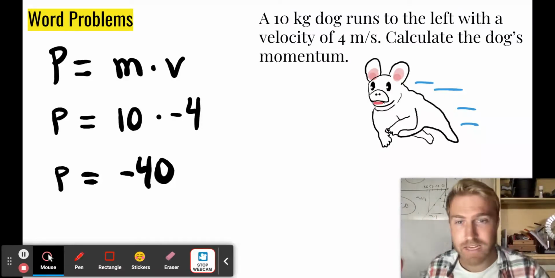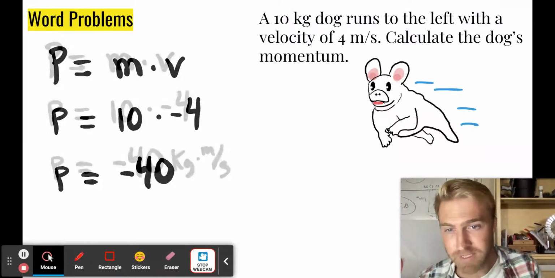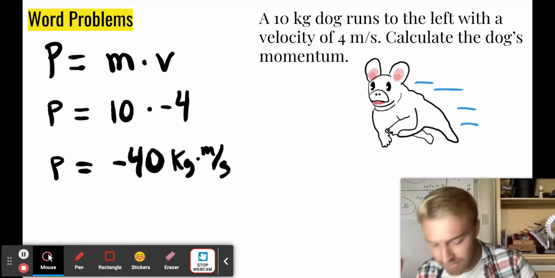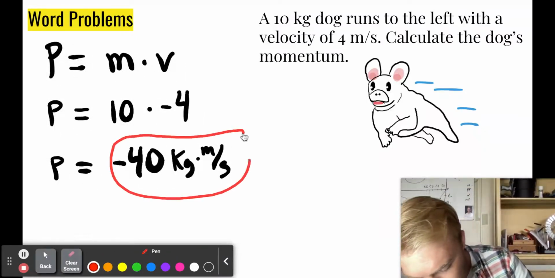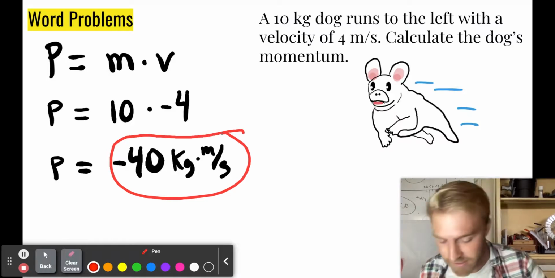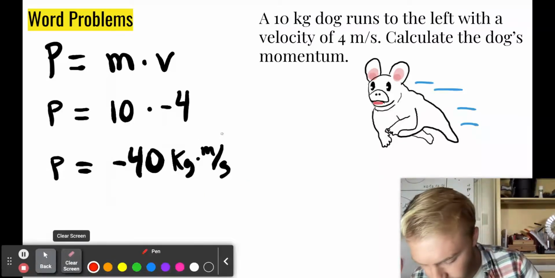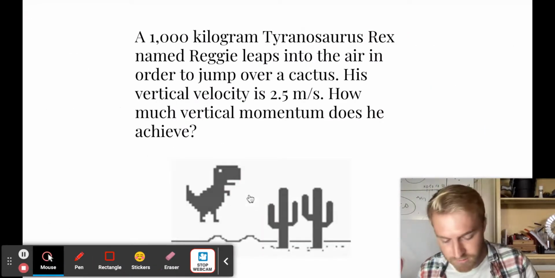And in physics, we never forget our units. The momentum is -40 kilograms meters per second. I just added those units in there, and I have a perfect correct answer. Frankie's happy, I'm happy. Okay, here's one for y'all to solve.